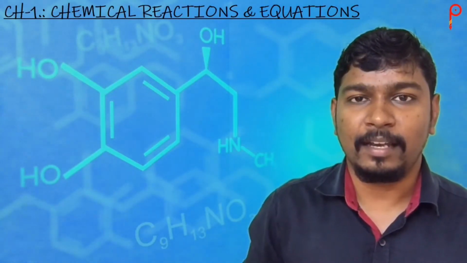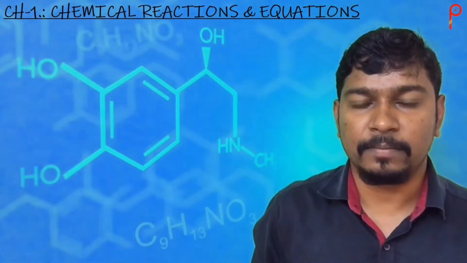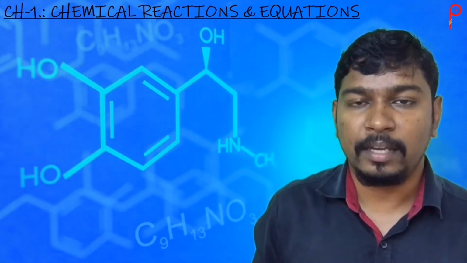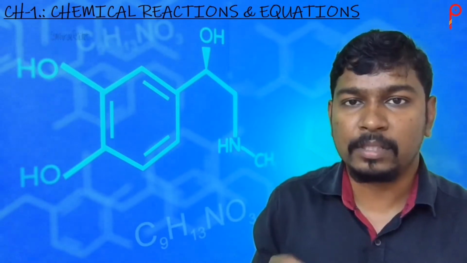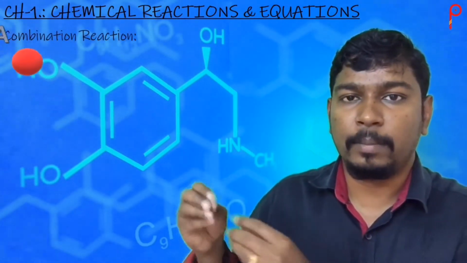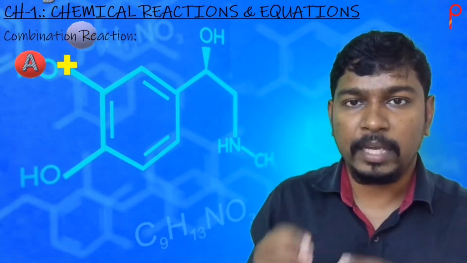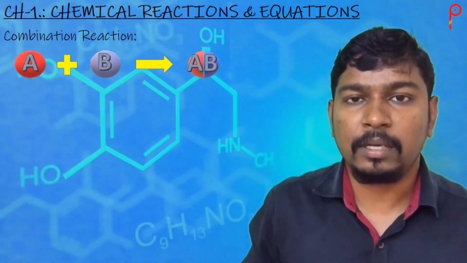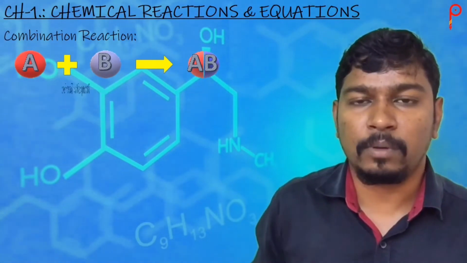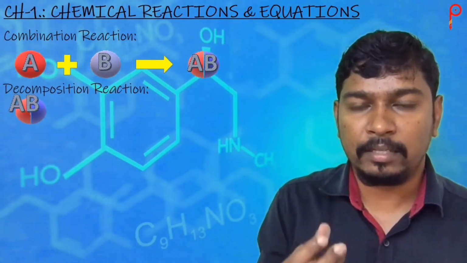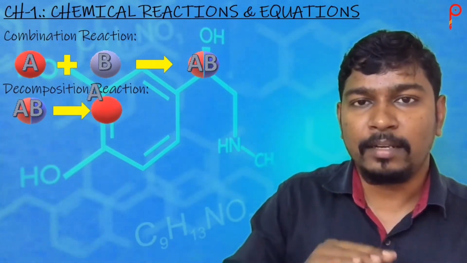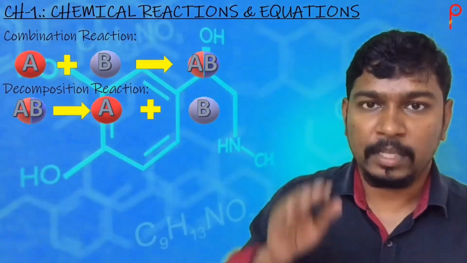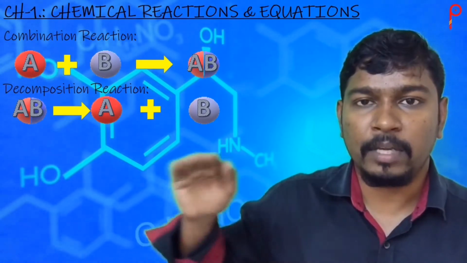Welcome back, friends. Let's understand decomposition reaction. In the last session we studied the combination reaction, where two or more elements combine to form a product, that is A plus B giving the product AB. Decomposition is the opposite of combination, that is a reactant AB will decompose to give two or more products. That is AB will give A plus B.